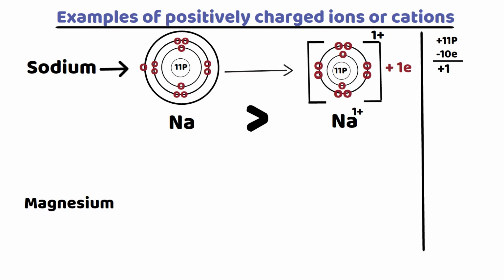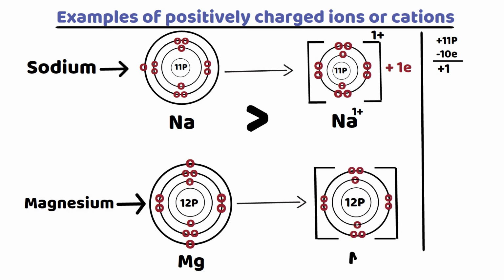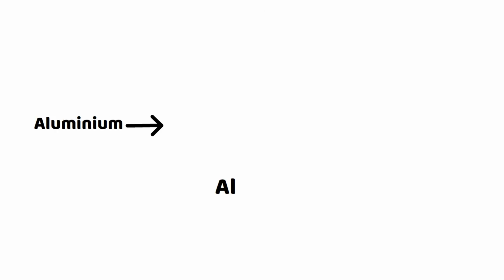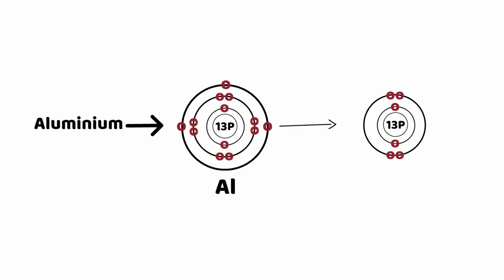A magnesium atom with atomic number 12 has electronic configuration 2, 8, 2. This magnesium atom loses 2 electrons from its last shell and becomes stable with electronic configuration 2, 8 and carries a charge of 2+. Also, aluminium with atomic number 13 and electronic configuration 2, 8, 3 is unstable. However, after the loss of 3 electrons from the last shell, aluminium carries 3+ charge and becomes stable with electronic configuration 2, 8.